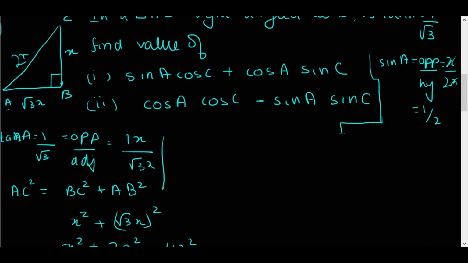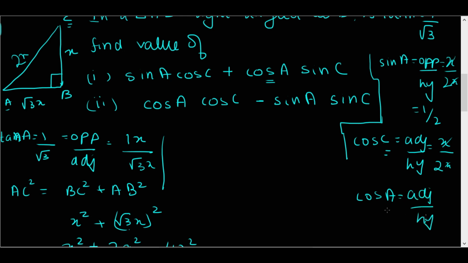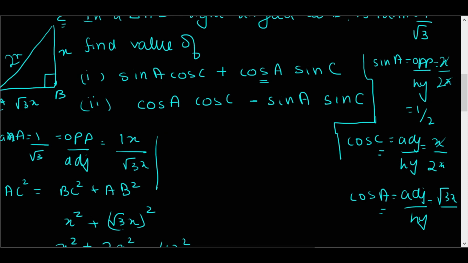Then we have cos C. Now the sides are with respect to angle C. Cos is adjacent by hypotenuse with respect to C. With respect to C, the adjacent is BC. That would be x by the hypotenuse, that is 2x. So it's 1 by 2. I need cos A. Cos A is again adjacent by hypotenuse with respect to A. With respect to A, adjacent is root 3x and hypotenuse is 2x. So it's root 3 by 2.